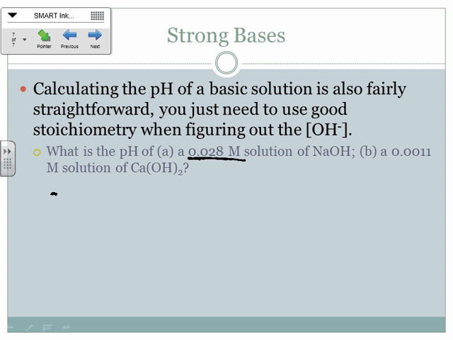So 0.028 is actually the OH minus concentration as well. So then if we take the negative log of that, it's going to give us 1.55.